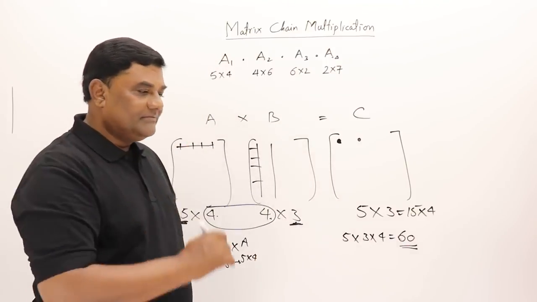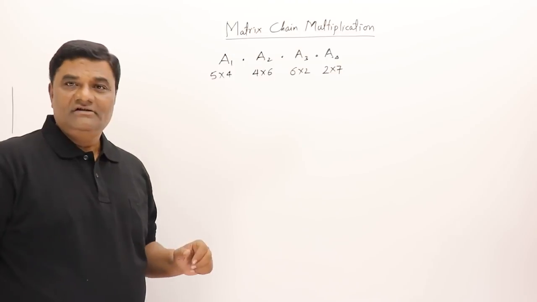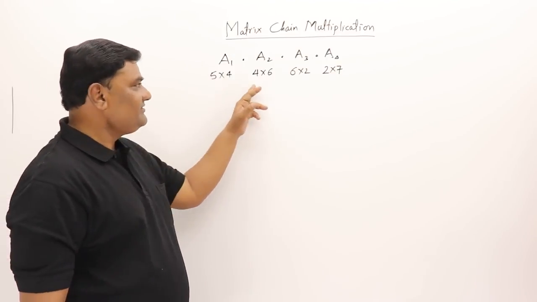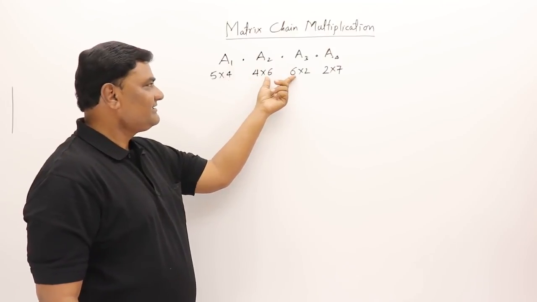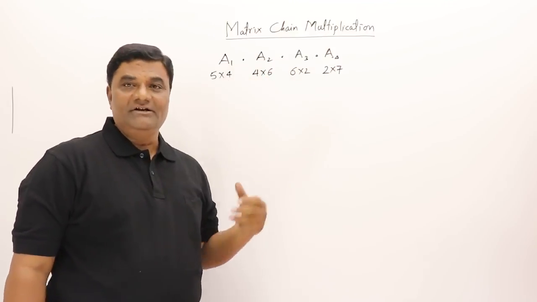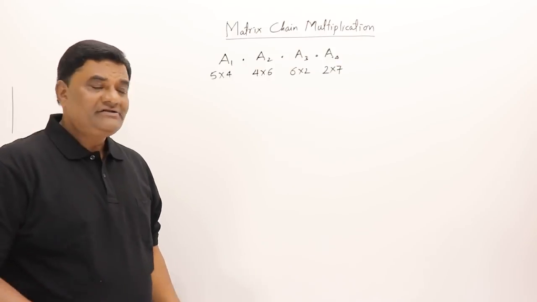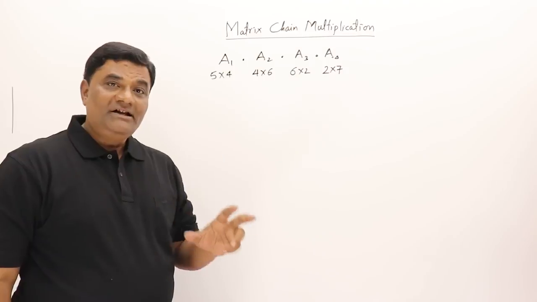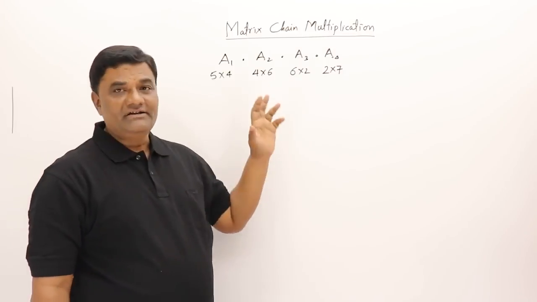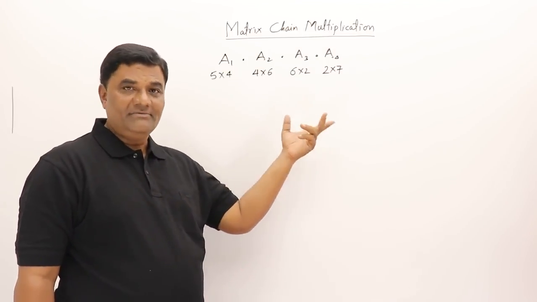Now coming to the problem. Here 4 matrices are given and the dimensions are given. They are arranged such that they can be multiplied because these are the same, you see, and the 6 is the same, 2 is the same, so they can be multiplied. But the question is not to multiply and get the answer. No, we don't want the answer. For multiplying, I cannot multiply all of them together. I have to take a pair at a time and multiply.